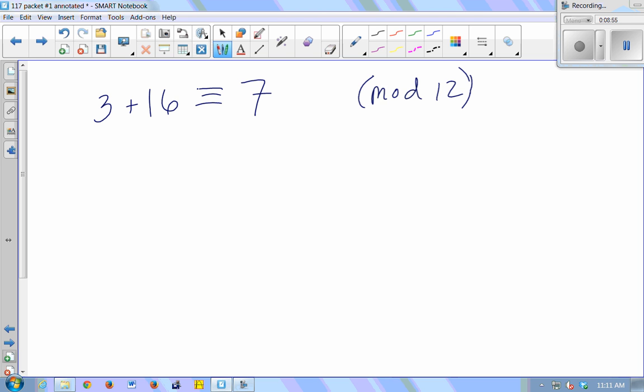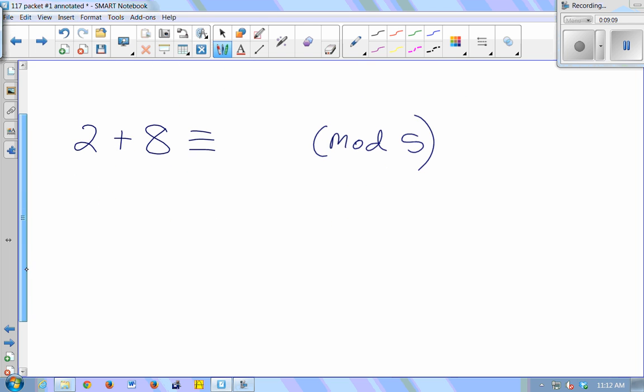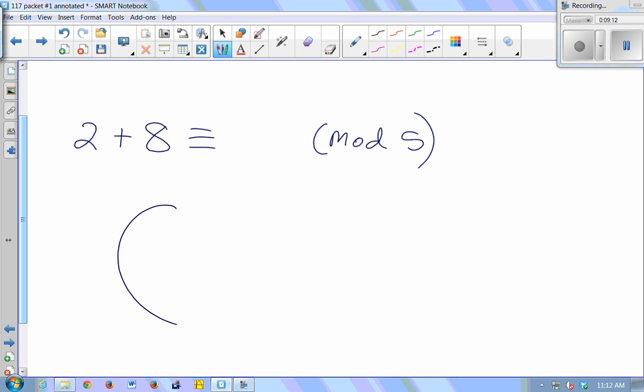But let's say a clock only has 5 hours on it, right? So I have 2 plus 8. And I want to do this in mod 5. I have to imagine a clock that only has 5 hours on it instead of 12 now. So we'll put 0 at the top, and then we have 1, 2, 3, 4. So instead of 1 through 5, we have 0 through 4. So if you start at 2 and add 8 hours, where do you end up? No such thing as 10 o'clock. There's only 0 through 4.